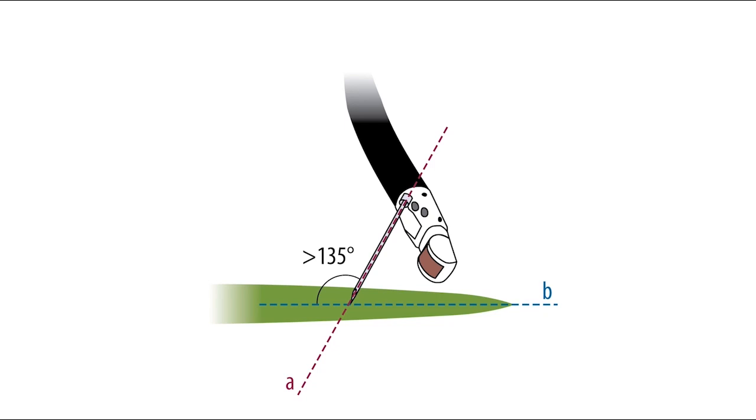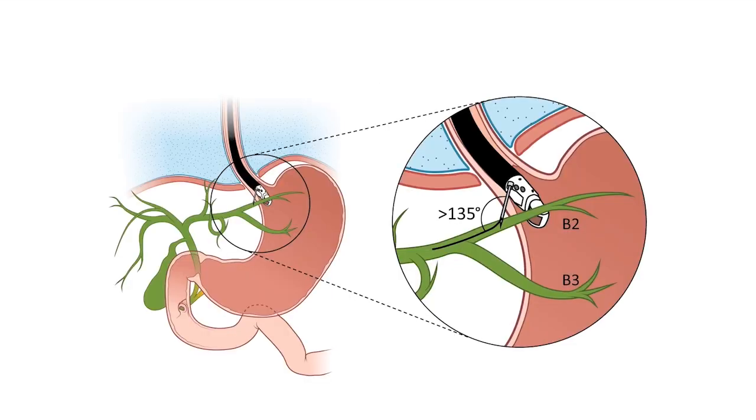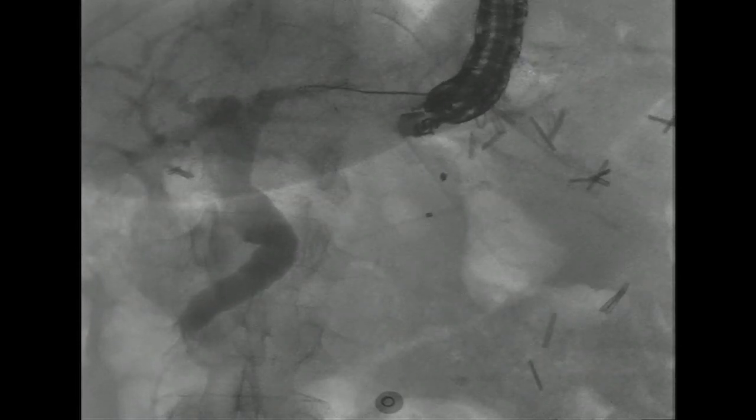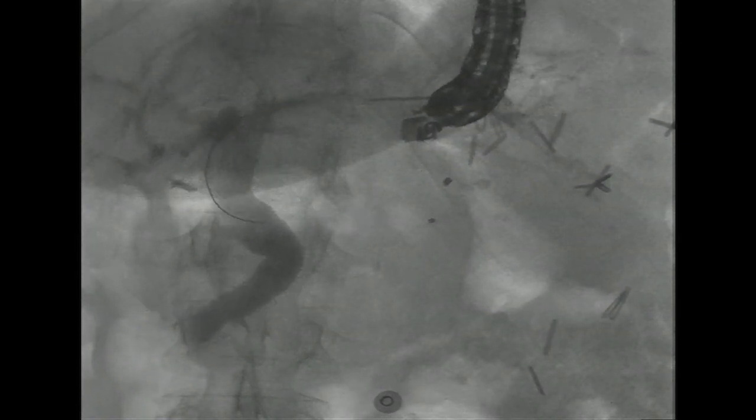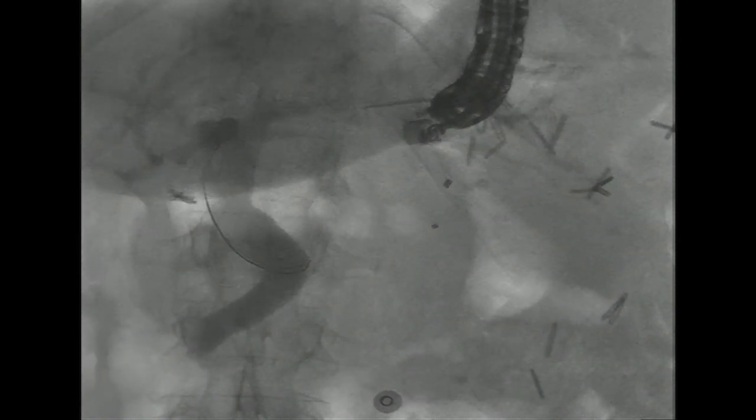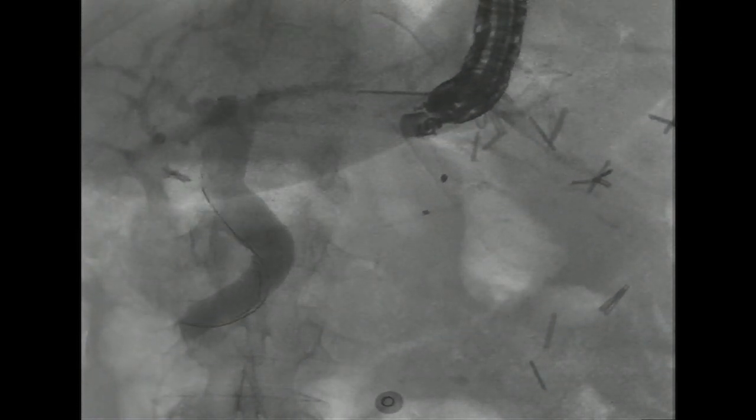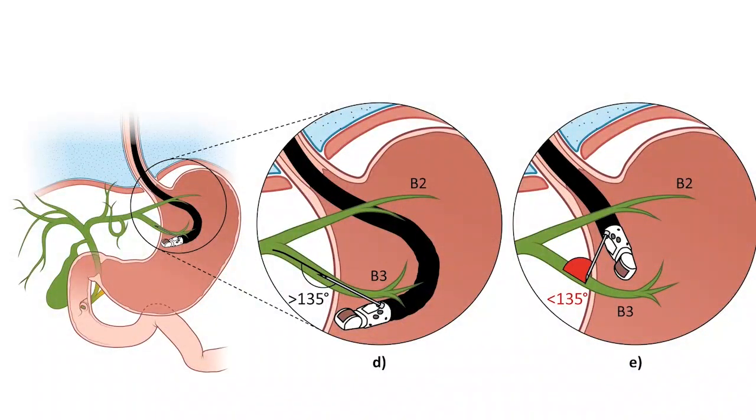In B2, the angle is generally achieved with the scope in a relatively shallow and straight position. As seen here, the angle of approach is quite favorable during B2 puncture, and the wire passes without difficulty towards the hilum. In B3, however, if the scope is in a shallow and straight position, the angle of approach is unfavorable. A favorable angle is obtained with the scope in a deep or caudal and flexed position.